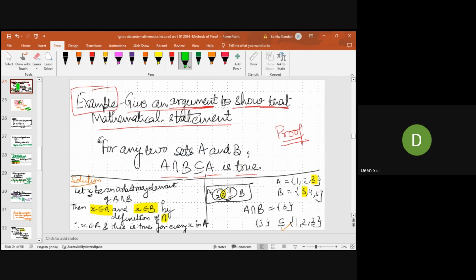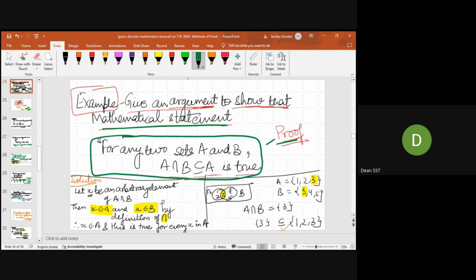Give an argument to show that the mathematical statement is true. This is a mathematical statement and you have to prove that it is true, for any two sets A and B. Here in the diagram, I have shown two sets. I have taken A equal to 1, 2, 3 and set B having values 3, 4, and 5. And 3 is common, so I have represented 3 with the yellow color. So what is A intersection B? It is 3. Is 3 contained in A? Yes, because 3 belongs to set A also.